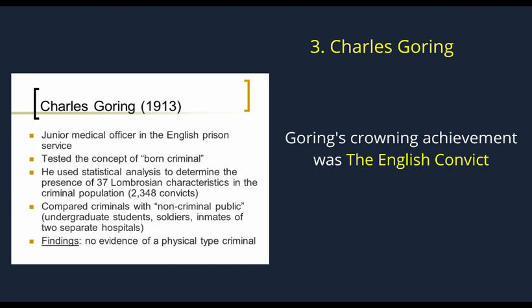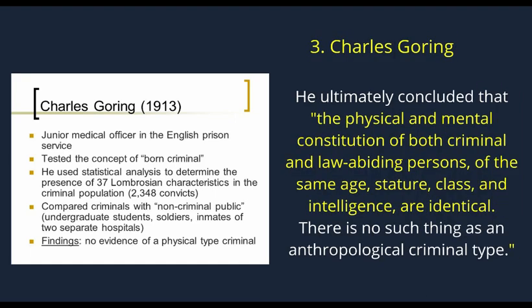Under the sponsorship of the British government, Goring, assisted by other prison medical officers, as well as Karl Pearson and his staff at the Biometrics Laboratory, collected and analyzed data bearing upon 96 traits of each of over 3,000 English convicts. He ultimately concluded that the physical and mental constitution of both criminal and law-abiding persons, of the same age, stature, class, and intelligence, are identical.